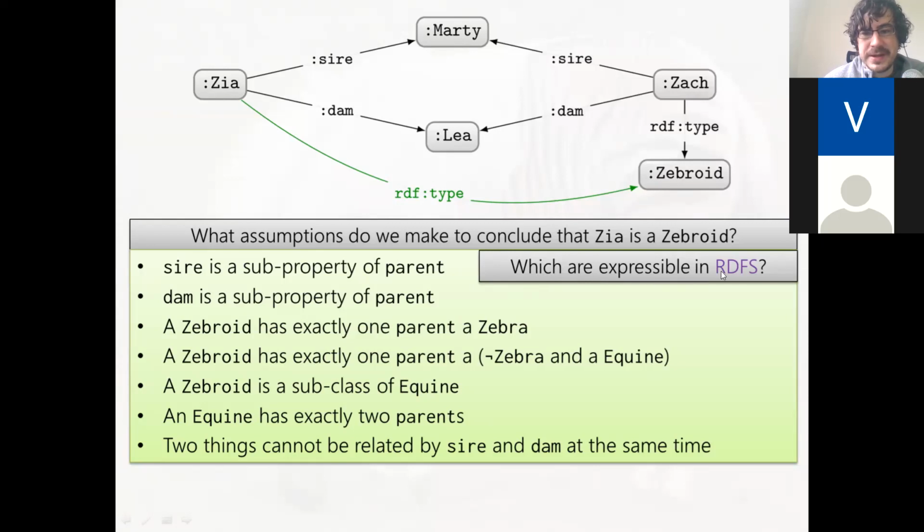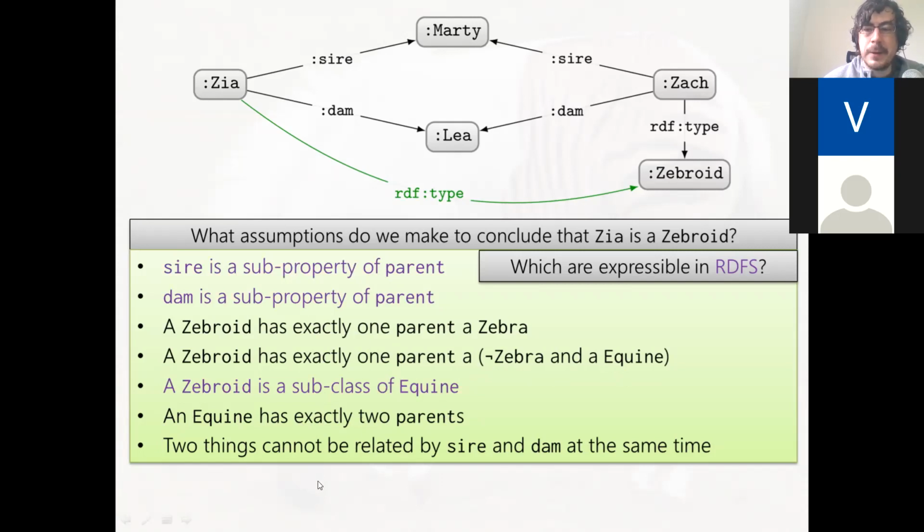So which of these are expressible in RDFS? Sire is a subproperty of parent, that's fine. Dam is a subproperty of parent, we can also express that in RDFS. A zebroid has exactly one parent that is a zebra, that's not expressible. A zebroid has exactly one parent that is a non-zebra equine, not expressible in RDFS. A zebra is a subclass of equine, that we can express. An equine has exactly two parents, that we cannot express. And two things cannot be related by sire and dam at the same time, we cannot express. So the ones we can express are just the subproperty and subclass relations.